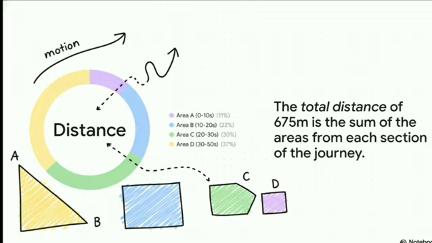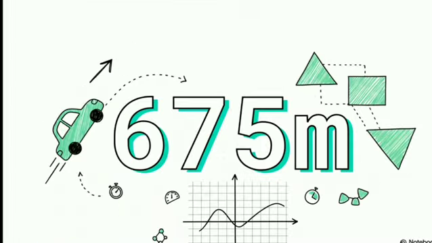Now, for that second secret, the area. We can actually calculate the distance traveled in each section just by finding the area of the shape under the line. Section A is a triangle, covering 75 meters. Section B is a simple rectangle, covering 150 meters. So by calculating the area for each little segment of the journey, we can add them all up, and we find that the car traveled a total of 675 meters. We figured all of that out just by looking at some simple shapes on a graph. That is the power of this visual language.